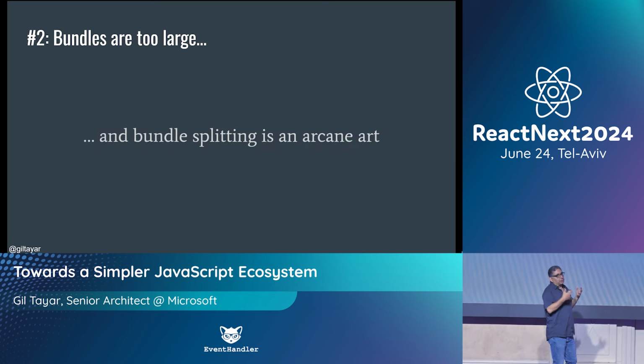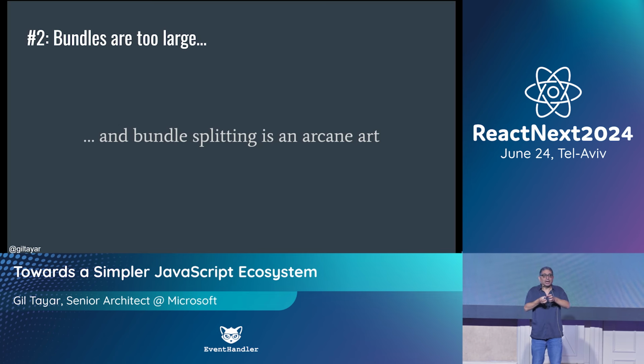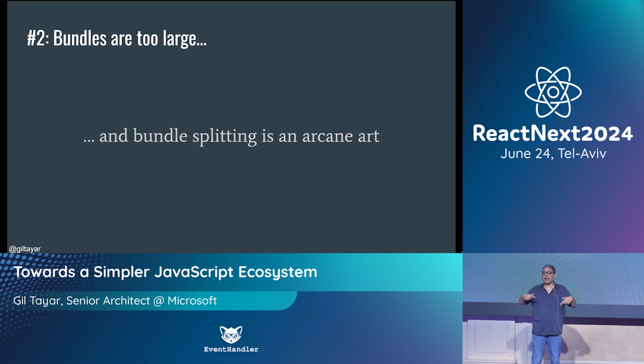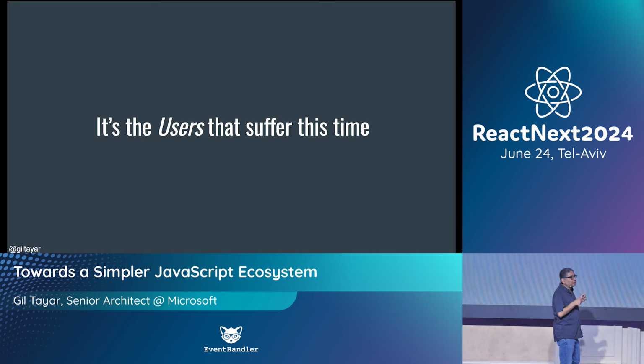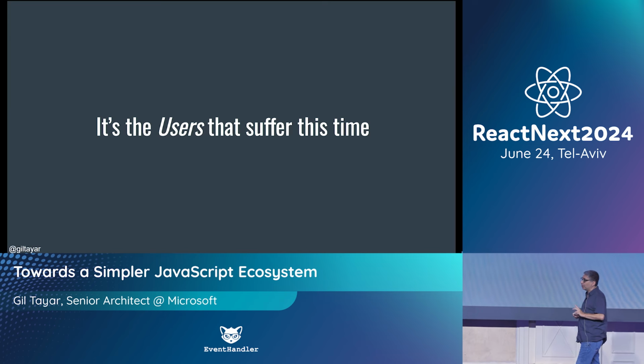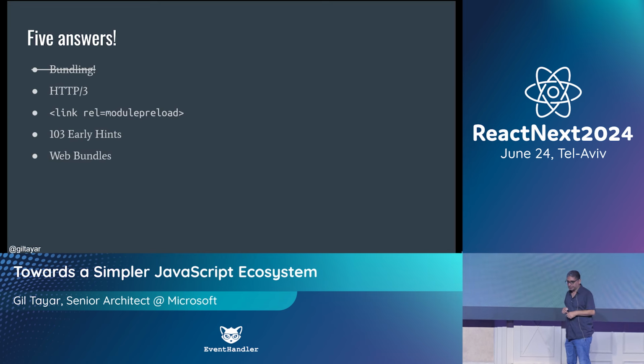So what do we do? Lots and lots of solutions. One of the solutions, and this has nothing to do with invalidation, but also you don't want the user to download 5 megs, is bundle splitting. And bundle splitting is an arcane art. Nobody really knows how to do it well. And you constantly need to tweak the configuration every few months or so to make sure that everything is fine. And it's the users that suffer this time from these two problems, not us. The users suffer from bundling, which is supposed to be the great solution to performance. Let's look at other solutions.